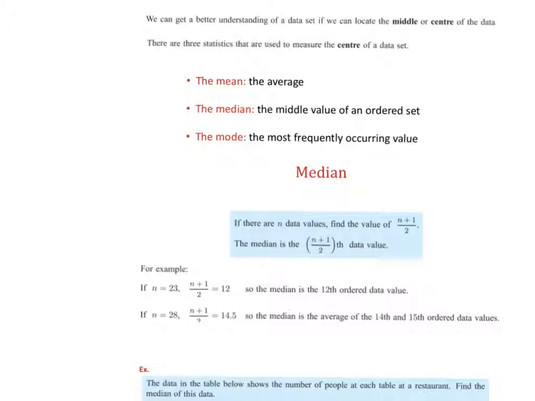So here, the mean we consider to be the average. That is sometimes the best measure of center when you have symmetrical data. It is not the best measure of center when you have data that is skewed either left or right, positively or negatively, right? The median is the middle value of an ordered set. The mode is the most frequently occurring.